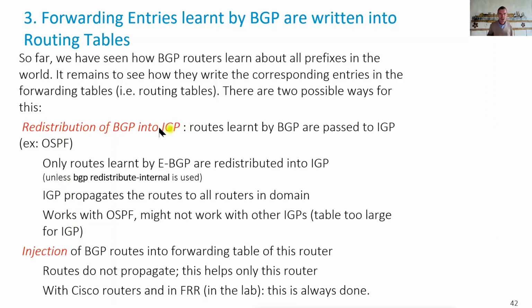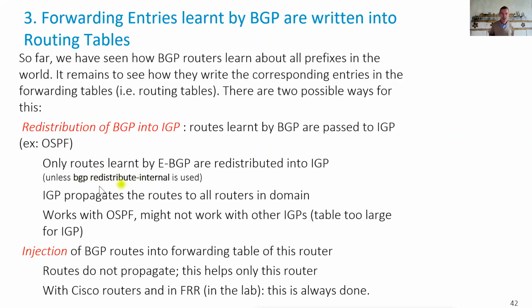The first one consists in redistributing the routes learned by BGP into the IGP. What does it mean? Remember that redistribution is in the context of routing protocol, meaning when you take the information that has been acquired by some mechanism into another one. So here, BGP has learned things, put them into its forwarding information, the decision process has selected a number of best routes. Then you can simply put this information into OSPF, for example.